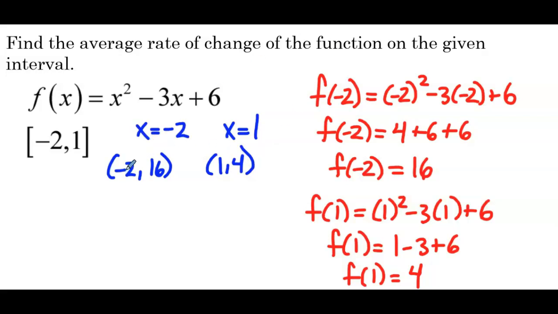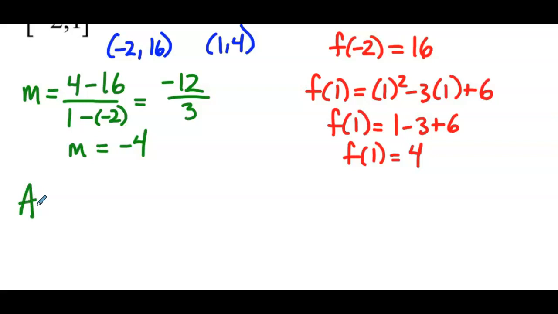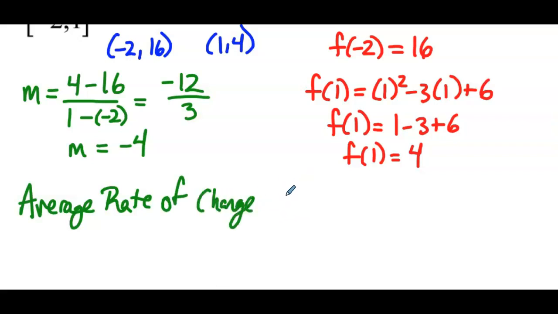So we can find the average rate of change, or the slope between our 2 points. So that's going to be 4 minus 16. That's the change in y. 1 minus negative 2 is our change in x. In our numerator, we'll have negative 12. In our denominator, 1 minus negative 2 is 1 plus 2. So that's 3. So our slope is negative 4. So our average rate of change between those 2 points is negative 4.